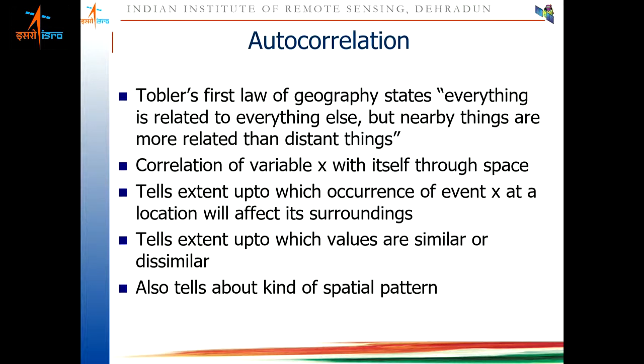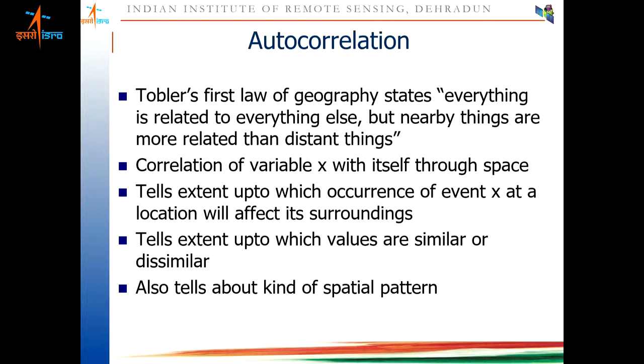Tobler's first law of geography, which says that everything is related to everything, but nearby things are more related than distant things, which means the things which are nearby will be more related. It means if the value of a variable x is changing at any particular location, it will have an effect over its surroundings. So this is the concept of the first law of geography, and based on this concept, spatial autocorrelation is calculated.